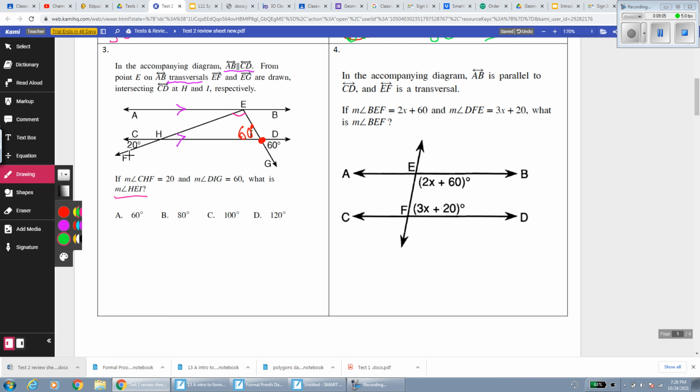We have another pair of vertical angles right over here. You check out this 20-degree angle.